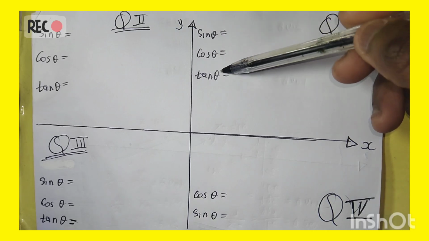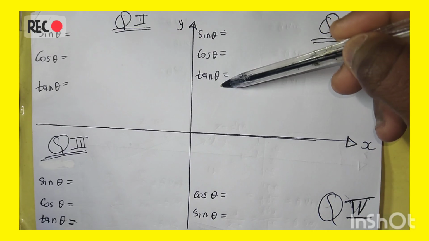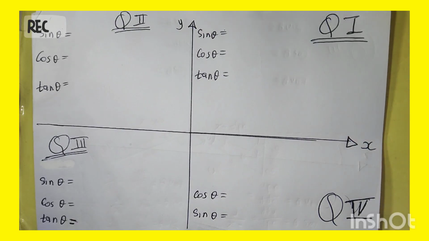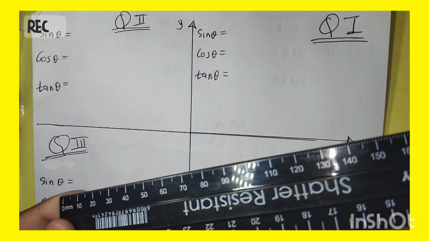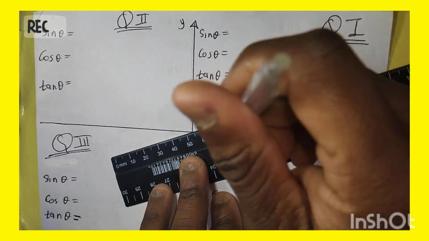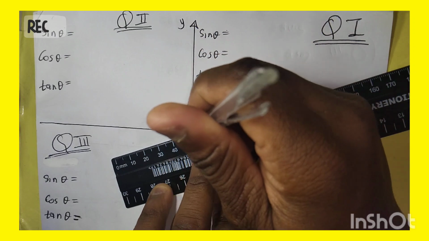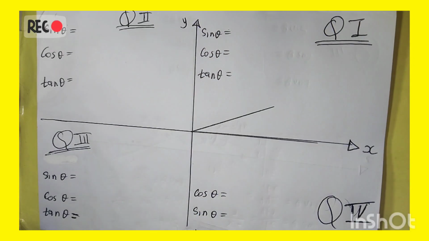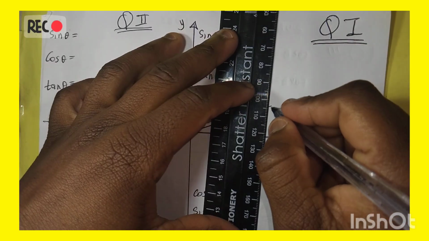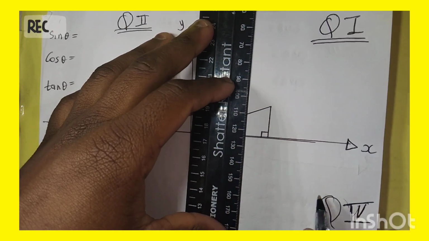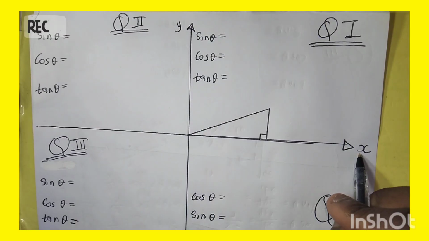And in order for me to apply trig ratios, I should draw a triangle, and that triangle is a right angle triangle. So let's draw a right angle triangle, guys, from the first quadrant. As I draw this triangle, it should form 90 degrees with the x-axis all the time.